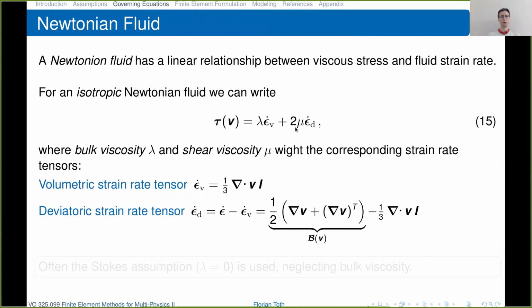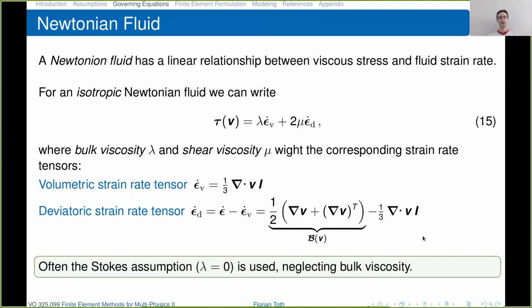So how do you compute these two parts? The volumetric part is simply the divergence of the velocity field times the identity tensor, with a factor of 1/3 to make it a tensor. This is the convention here. And the deviatoric strain rate tensor is the total strain rate tensor, which we can describe by the expression we already know for the deformation gradient tensor, simply with the velocity instead of the displacement, and we subtract the volumetric part. Then we arrive at only the deviatoric part of the strain rate tensor.